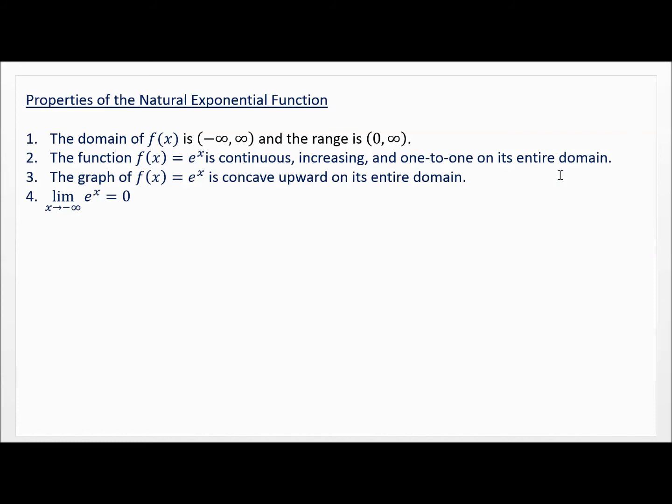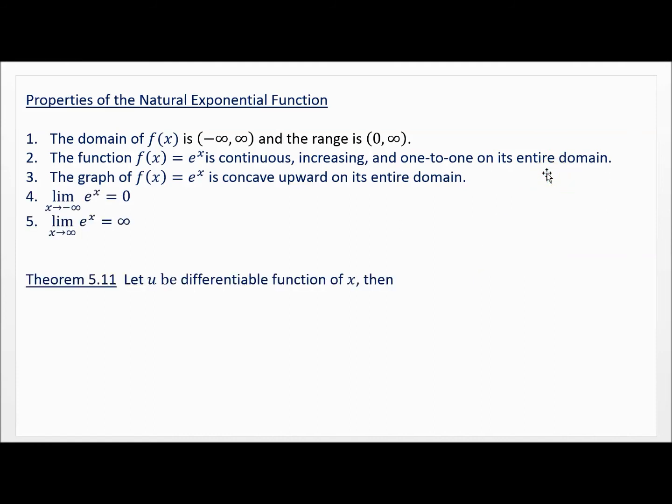Property 4, the limit as x goes to negative infinity of e to the x is equal to 0. If I go back to my quick sketch on the previous page, notice as we go out to negative infinity, the line is approaching 0, which means we have a horizontal asymptote, right? On the other hand, if we go to positive infinity, the limit is infinity. So I'll go back and look at my green graph. As I go out to the right forever, my green graph goes up forever.